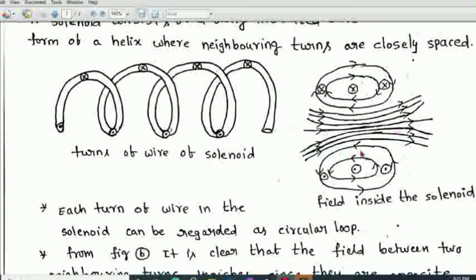So this figure gives the magnetic field inside the solenoid, which is parallel to the axis. From this figure we can find that between the neighboring turns of the solenoid the magnetic field vanishes because it is in opposite directions, that is, into the paper and out of the paper. These get cancelled, and between the neighboring turns the magnetic field vanishes. So only inside the solenoid the magnetic field is parallel to the axis of the solenoid.